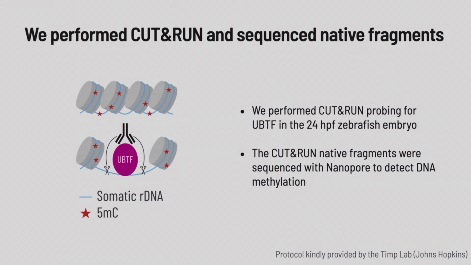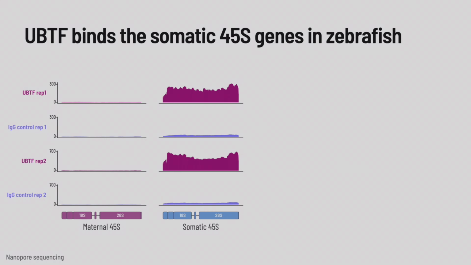So we perform CUT&RUN, which is a protocol similar to ChIP-seq, where you direct antibodies to your protein of interest, and then you cut the chromatin surrounding where the antibody is bound, and then you sequence those fragments. And because we were interested in addressing whether UBTF was bound indeed to methylated DNA, we sequenced this library with nanopore to be able to detect the native methylation from the fragments coming from these experiments.